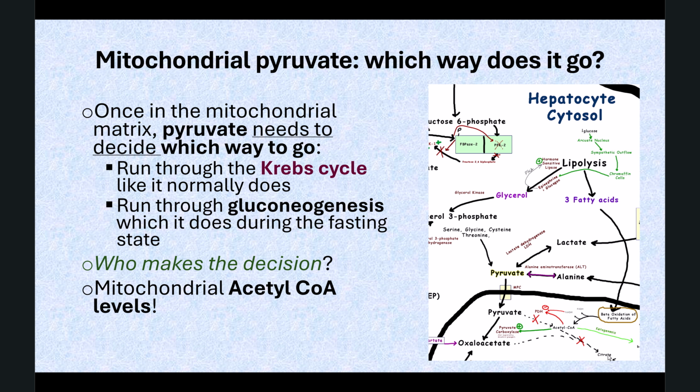But we're not in the fed state. So what does pyruvate do? It doesn't go this way. It goes this way. It's converted to oxaloacetate by a new enzyme. You heard it because you've all had biochemistry. But that's PC. That's pyruvate carboxylase. Cool. But how does it know? I mean, I didn't tell you. How does it know? It knows because this molecule, acetyl-CoA, tells it what to do.